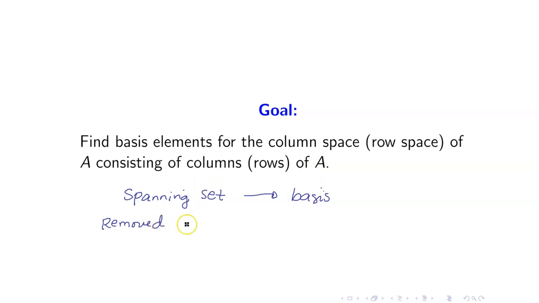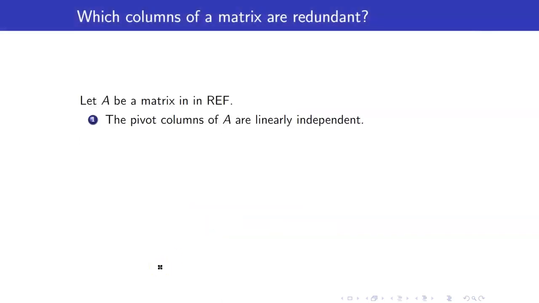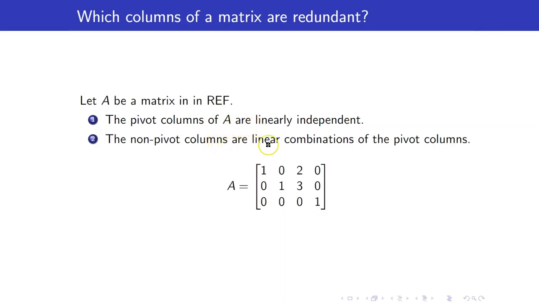What we did was that we removed redundant vectors in such a way that when we remove those redundant vectors, you still have the same spanning set, but this time around, the vectors that will result will all be linearly independent. Again, what would be the columns that would be redundant? If a matrix is in row echelon form, the pivot columns of A are going to be linearly independent, and the non-pivot columns are linear combinations of the pivot columns.